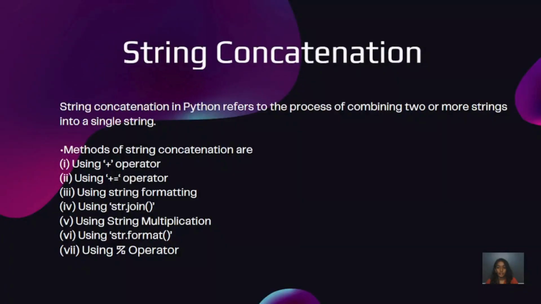String concatenation. String concatenation in Python refers to the process of combining two or more strings into a single string. Methods of string concatenation are using the plus operator, plus equals operator, string formatting, str.join, string multiplication, str.format, and modulo operator.